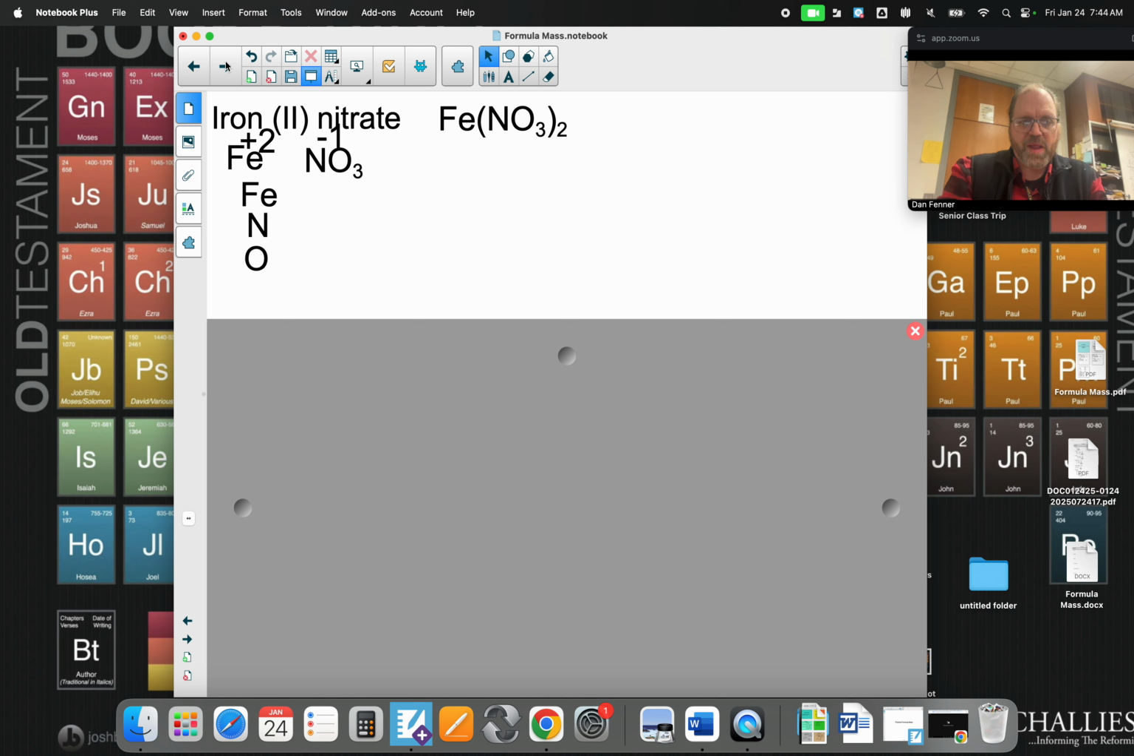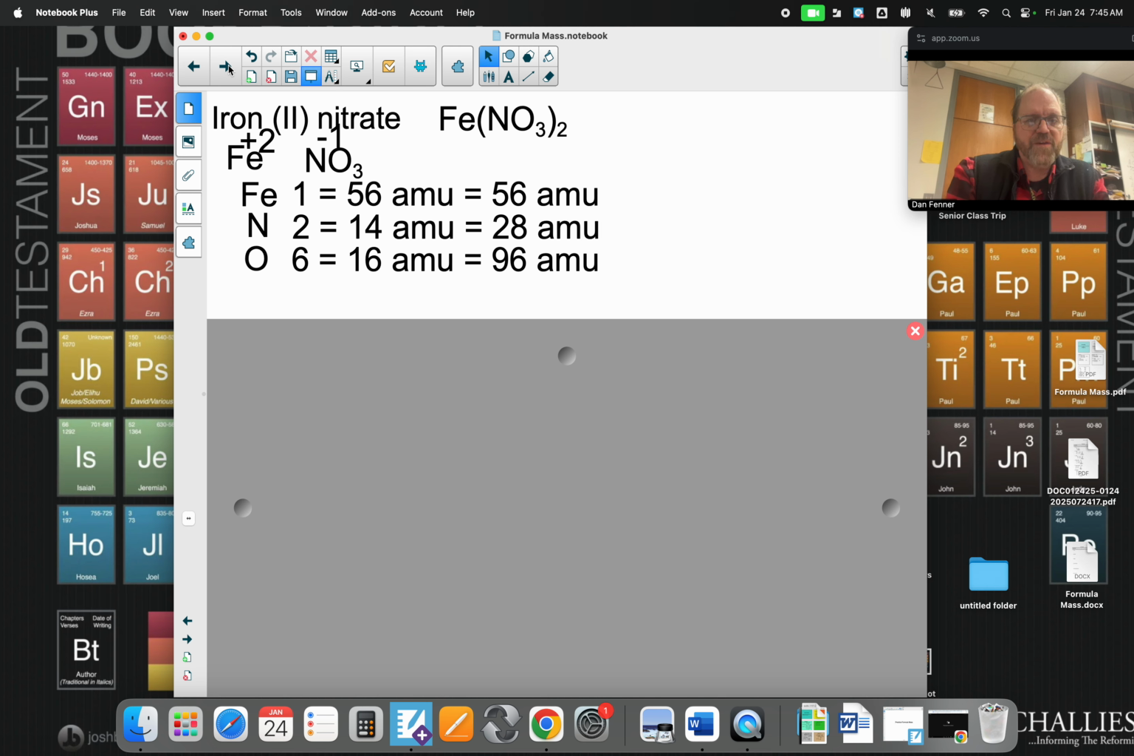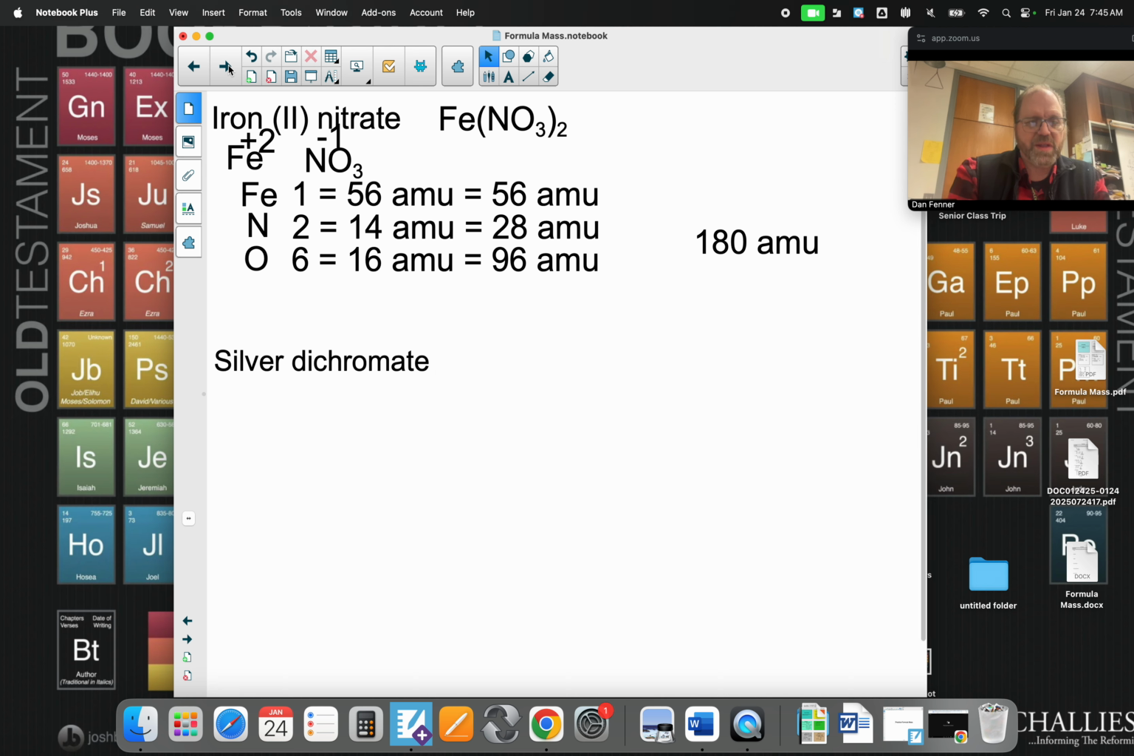We have 3 elements here: iron, nitrogen, and oxygen. From the formula, we have no number there, so it's assumed to be 1 iron. We multiply through. I have 2 nitrogens and 3 times 2, 6 oxygens. Periodic chart, it's 56 for iron, 14 for nitrogen, 16 for oxygen. Multiply through. I'm going to get 56, 28, 96. Add those all up, 180U.